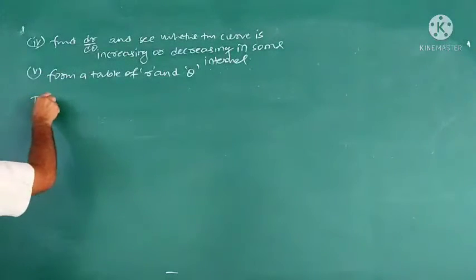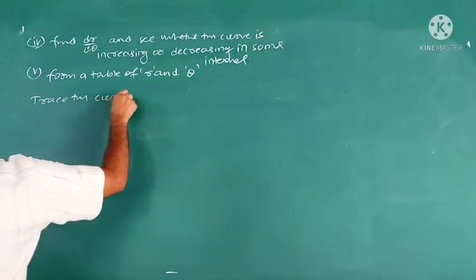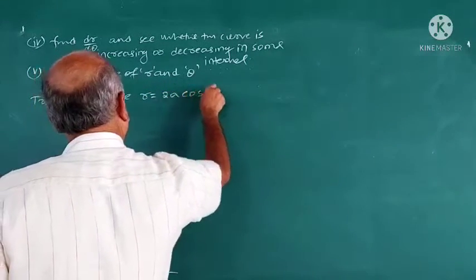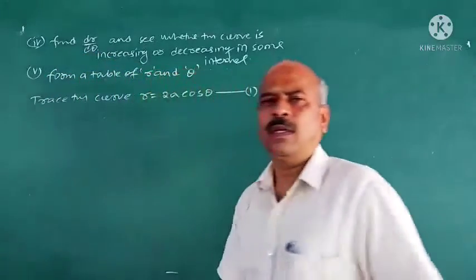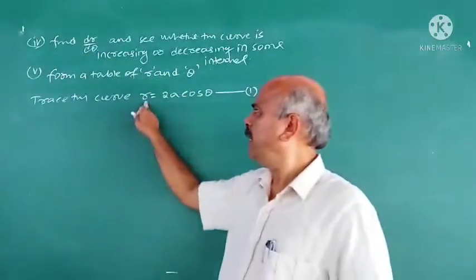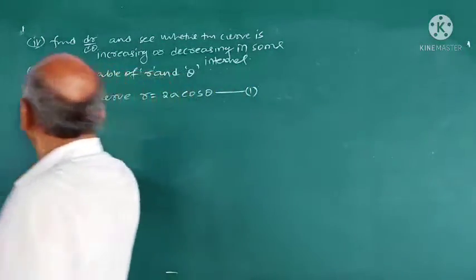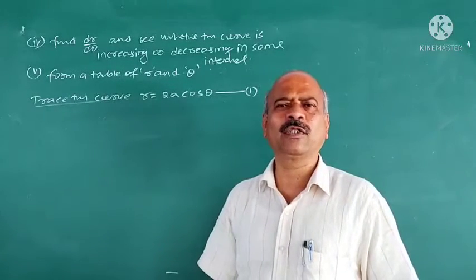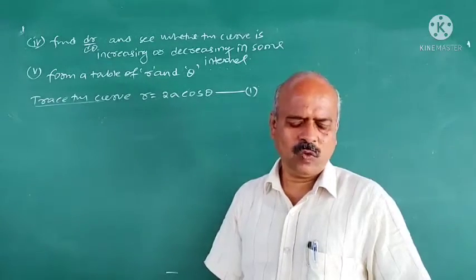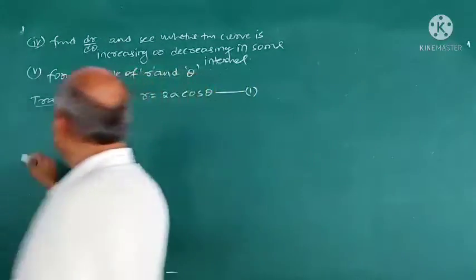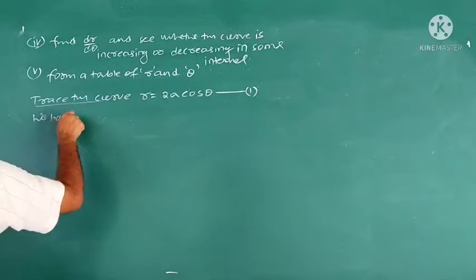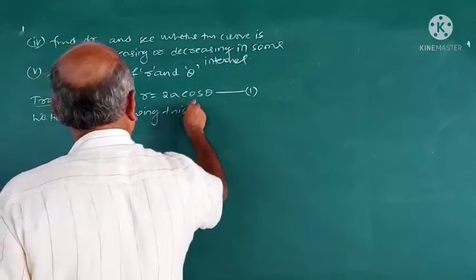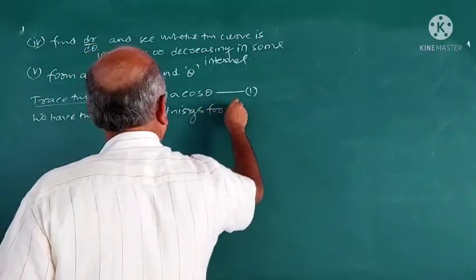First example is, trace the curve r is equal to 2a cos theta. I explain, this r equal to 2a cos theta represents a circle which passes through the origin, and the diameter is 2a. For this curve we have the following things.